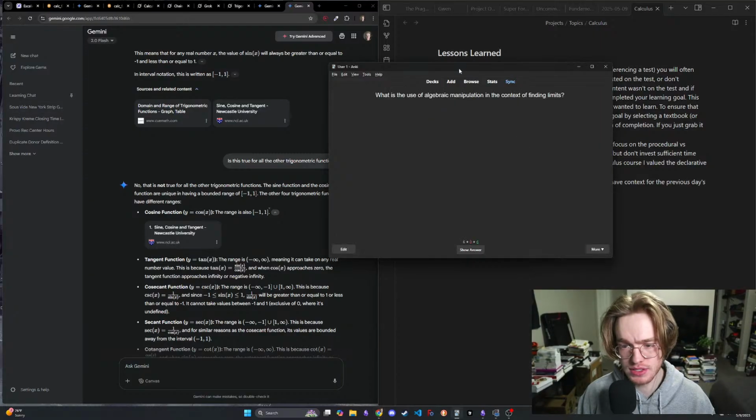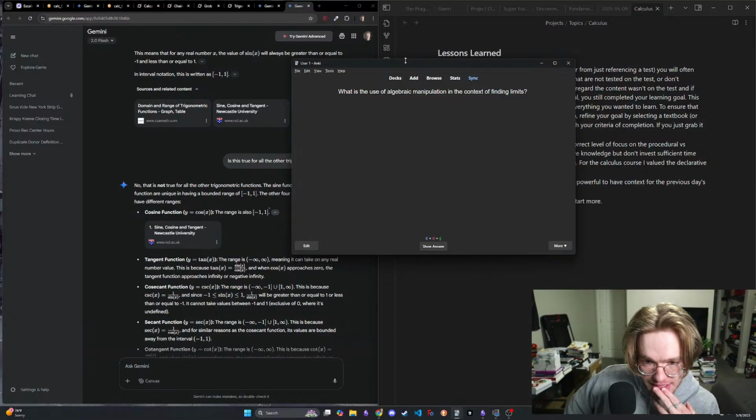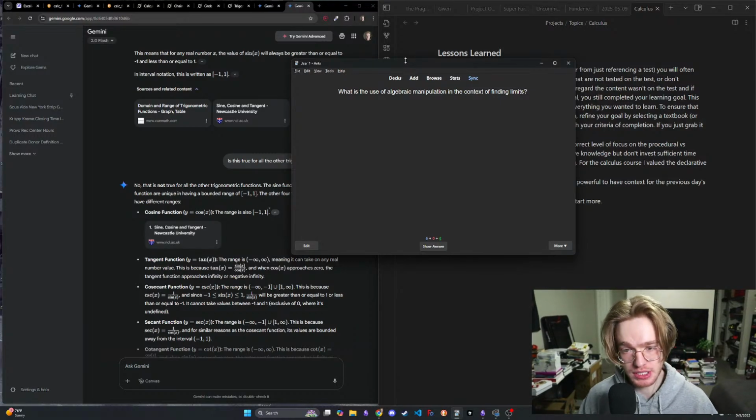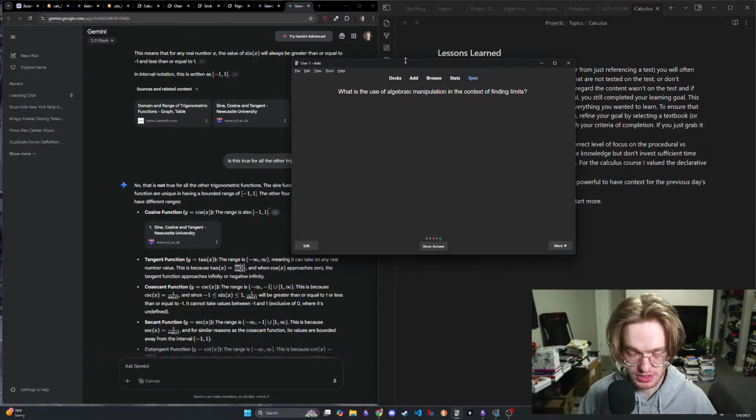Okay, so I guess we'll get started. If you can't find a limit, normally you can manipulate the function algebraically such that the limit appears. This would be in the case of a hole discontinuity.